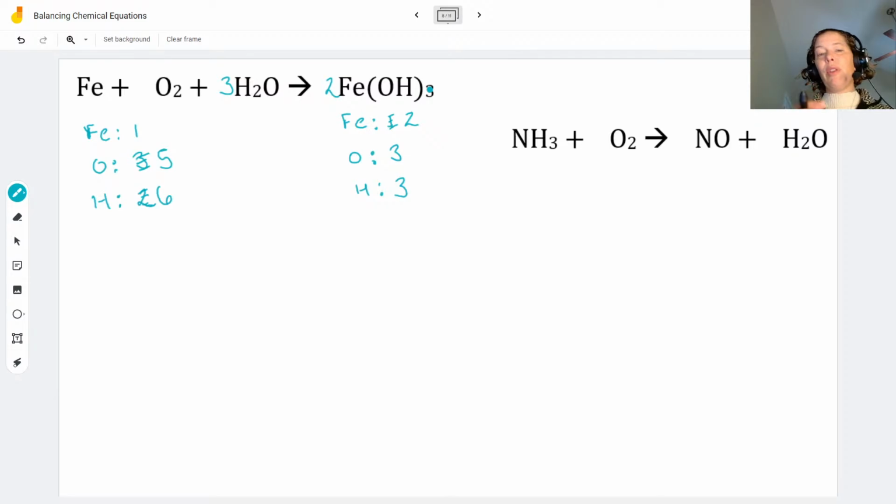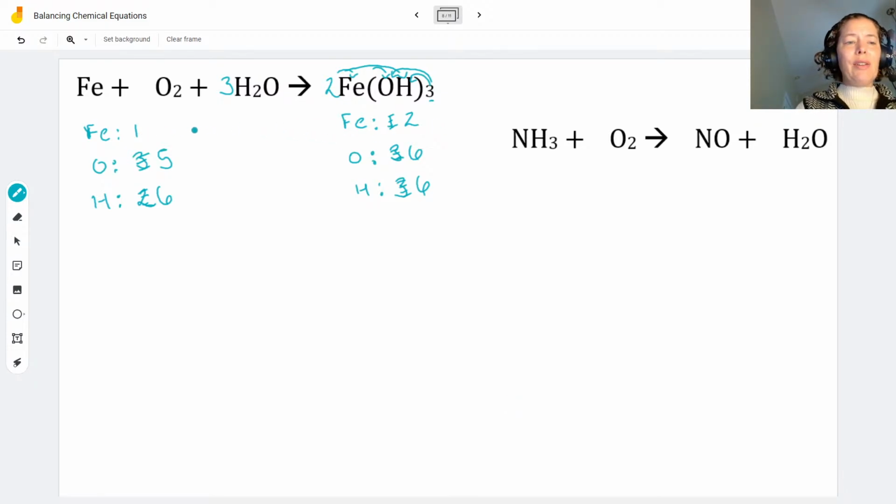We've got to be careful with our multipliers. So remember, this 3 multiplies to the oxygen and the hydrogen, but this 2 multiplies to the iron. Oops, that goes to the oxygen and to the hydrogen. So my oxygen and hydrogen have 2 multipliers, which means my oxygen is 3 times 2, which is 6. And the same thing for my hydrogen. It's 3 times 2, which is 6. Okay, I'm maybe a little bit closer.